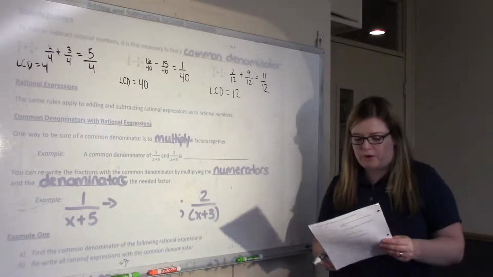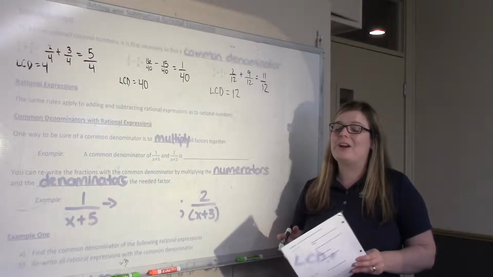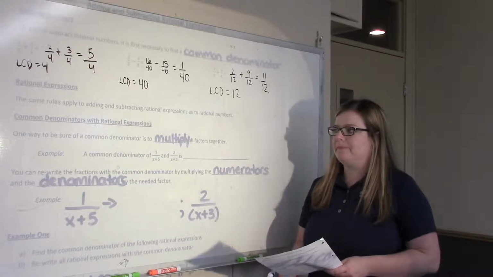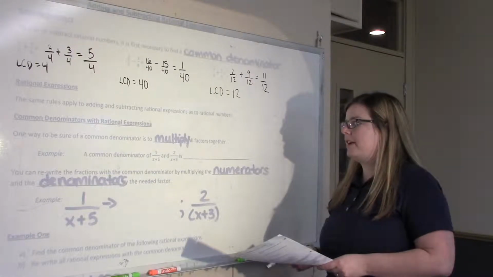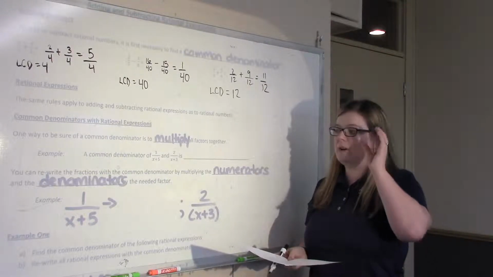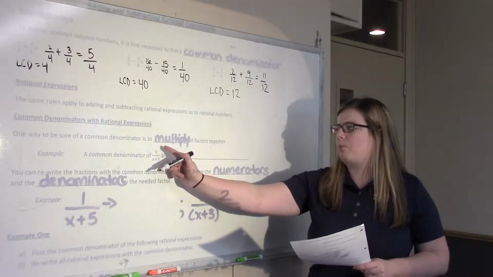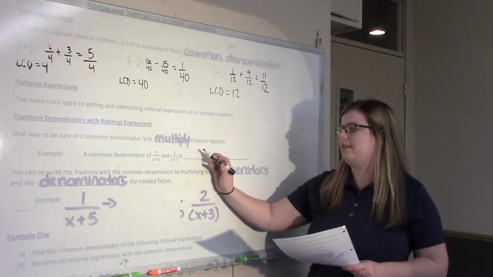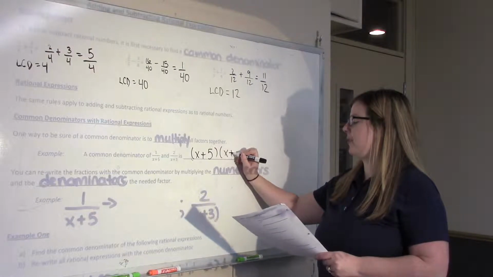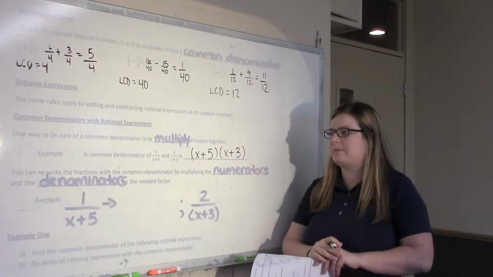All right, so if that's what we do with numbers, then it will be the same concept with expressions, just obviously quite a bit of added difficulty because of the variables. So the same rules apply. So one way to be sure of a common denominator is to multiply all of the factors together, just like I set up here. It may not be the lowest, but it will be for sure a common denominator. So a common denominator of 1/(x+5) and 2/(x+3) would just be (x+5)(x+3). You don't need to expand it or anything, you just leave it like it is. You just multiply the two denominators together.